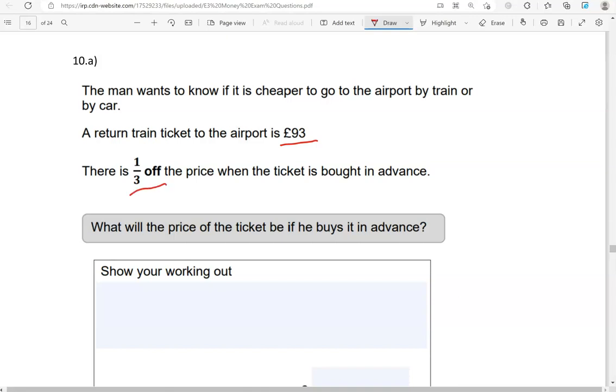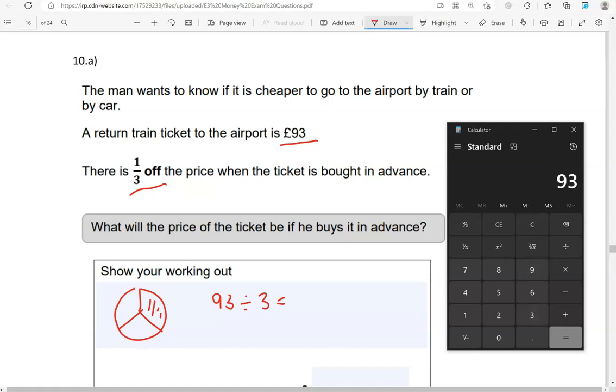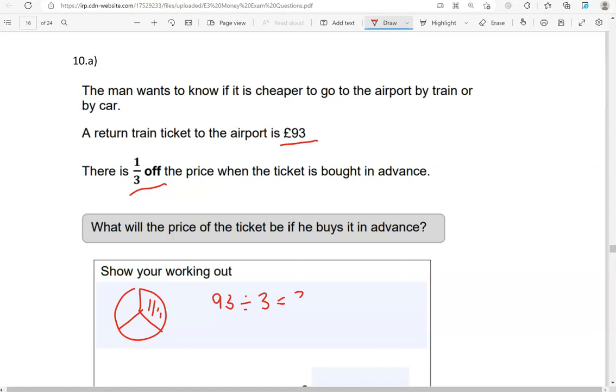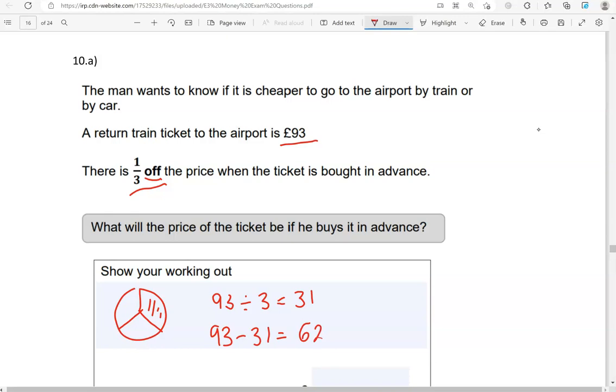So one third off. So what we're going to do is 93 divided by 3 to get the one third. That gives us £31 off. So now we'll do 93 take away 31, which is £62.